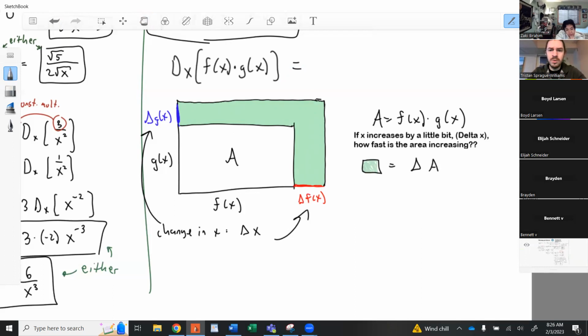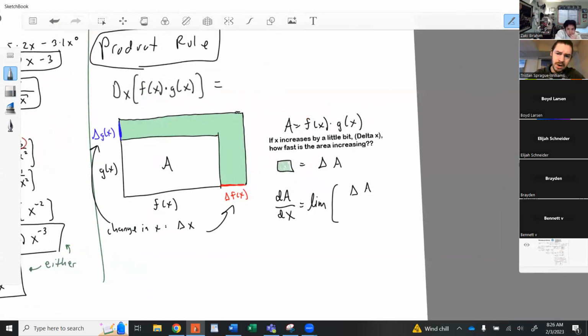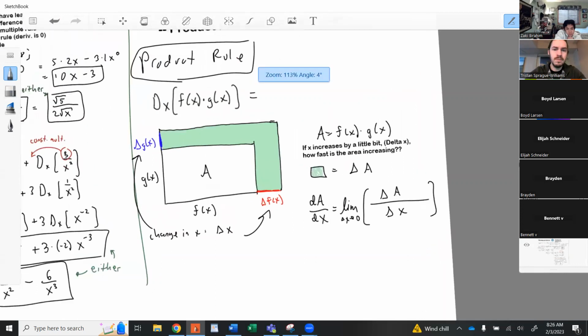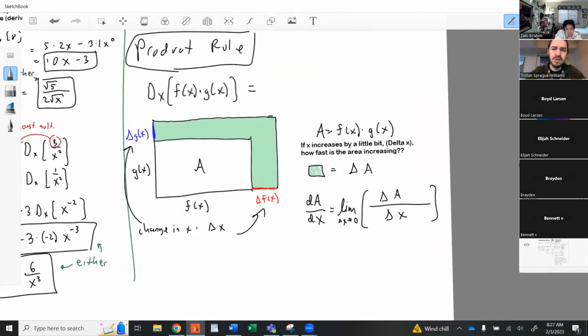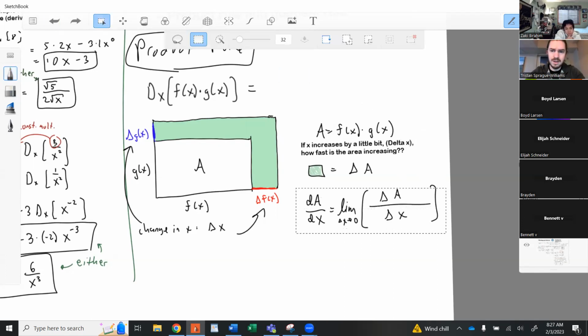Now, what we want to find is the derivative of this area, right? We want to basically find the derivative of this product. So I'm going to write dA over dx as the limit of the change in area divided by the change in x, where the change in x goes to 0. This is not only the derivative of the area, but also the derivative of f of x times g of x, because the area is f times g. Does that make sense? I probably should have written that here as well. Let me get that in there.